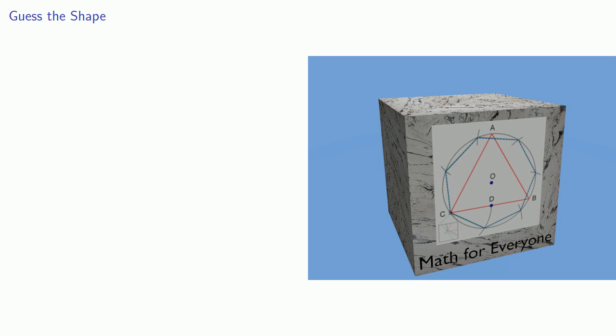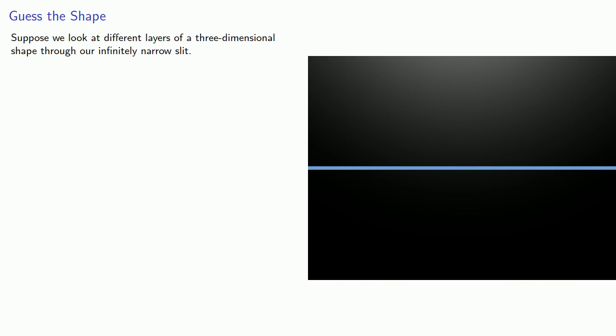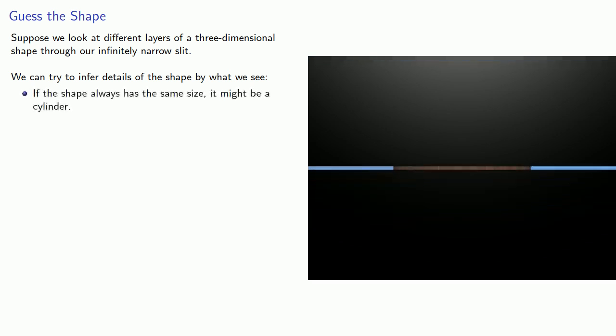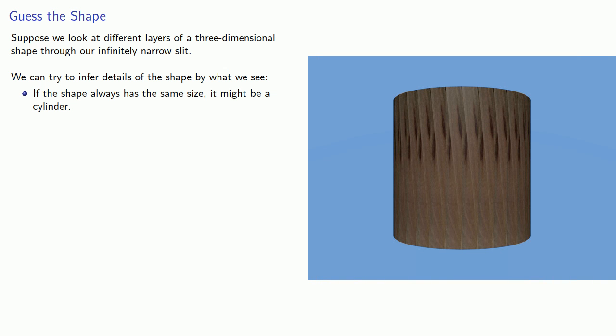Now, suppose our Flatlander tries to perceive a three-dimensional object. So suppose we look at the different layers of a three-dimensional shape through our infinitely narrow slit. So again, this is what the Flatlander would be seeing. We can try to infer details of the shape by what we see. For example, if, as we look up and down the object, the shape always has the same size, well, that suggests an object of constant width, and because we live in three dimensions, we know that an object of constant width might look like a cylinder.